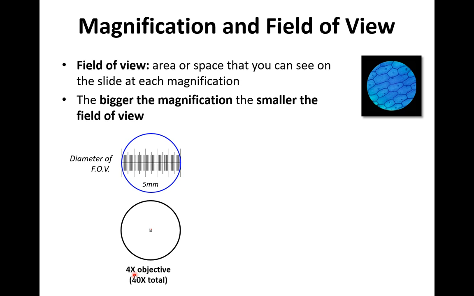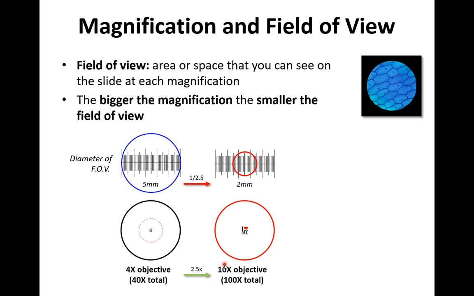So when you're moving, let's say from 4 times to a 10 times objective lens, so 100 times total, you're focusing on an area which is 2.5 times smaller than the original field of view. So what you're looking at is actually a 2 millimeter area of what used to be in the original field of view. So while the power has gone up by 2.5 times from 4 to 10 times, the actual field of view would have gone down proportionally 2.5 times. So from 5 millimeters to 2.5.